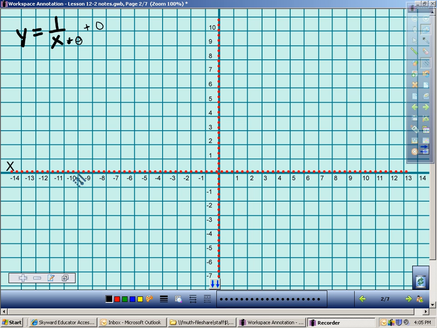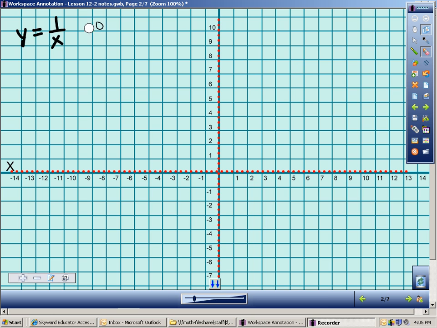And then for some other review items here, let me erase this out of here. We don't need this. Remember, if A is positive, your hyperbola, I meant to say, will be in quadrant 1 and quadrant 3. So I know right now my hyperbola for the parent function is going to be up here in quadrant 1 and going to be down here in quadrant 3.